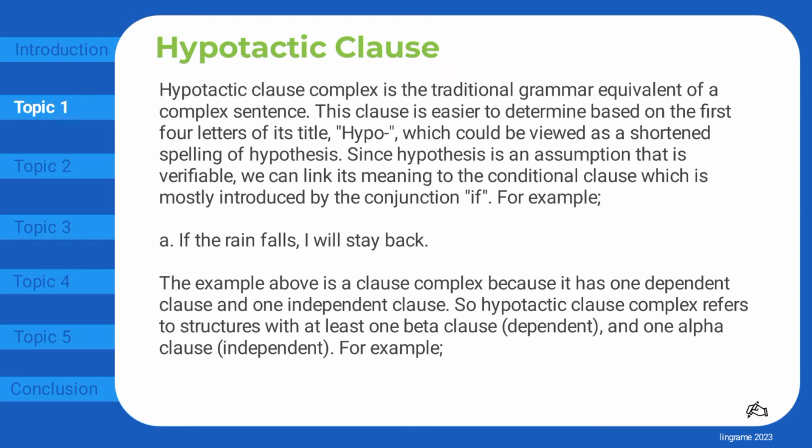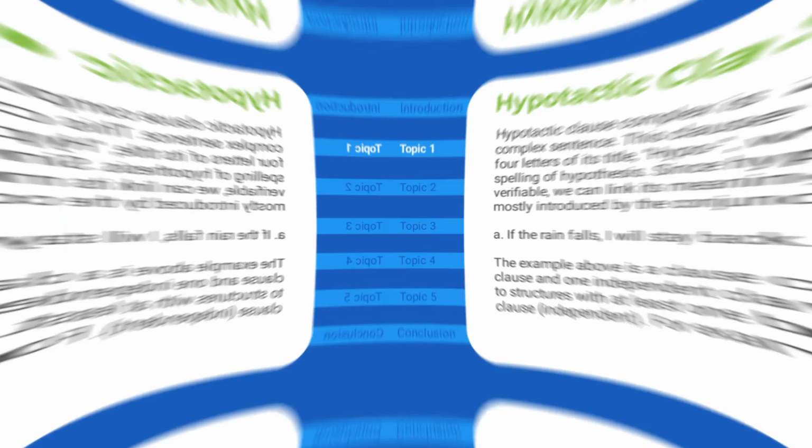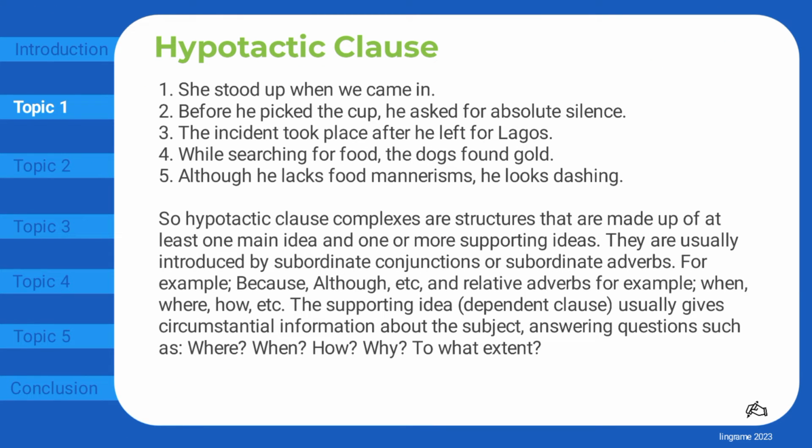The example above is a clause complex because it has one dependent clause and one independent clause. So hypotactic clause complex refers to structures with at least one beta clause, dependent, and one alpha clause, independent. For example, she stood up when we came in. Before he picked the cup, he asked for absolute silence. The incident took place after he left for Lagos. While searching for food, the dogs found gold. Although he lacks food mannerisms, he looks dashing.